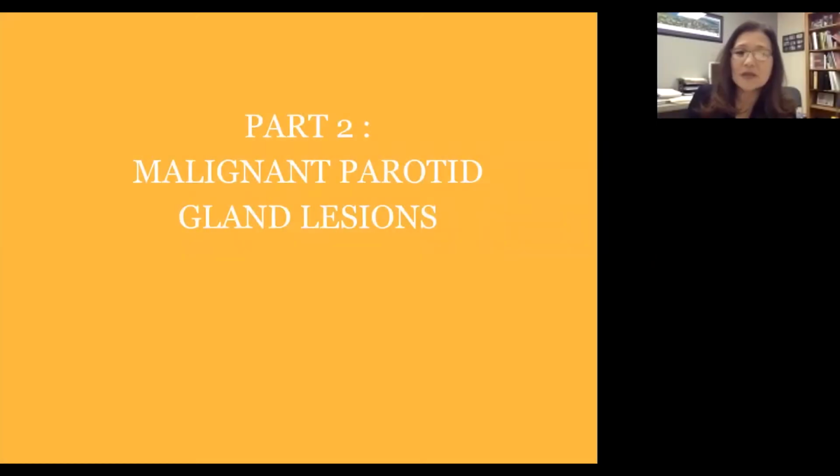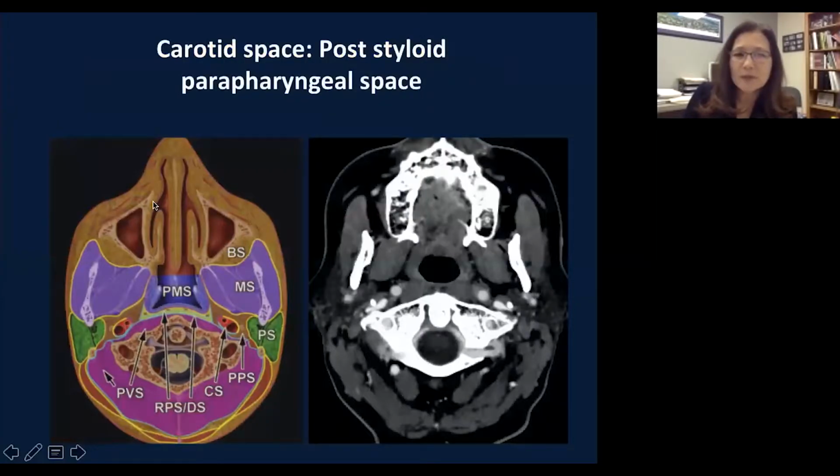Part 2, including a malignant parotid gland lesion. Just a quick review of parotid space, post-styloid parapharyngeal space.